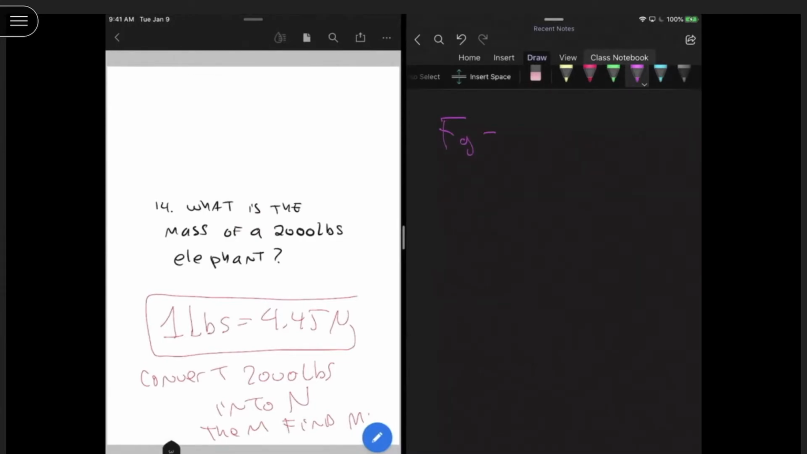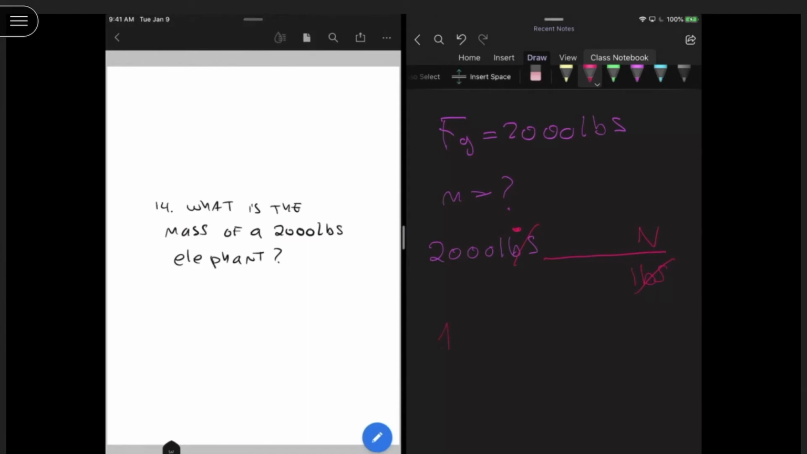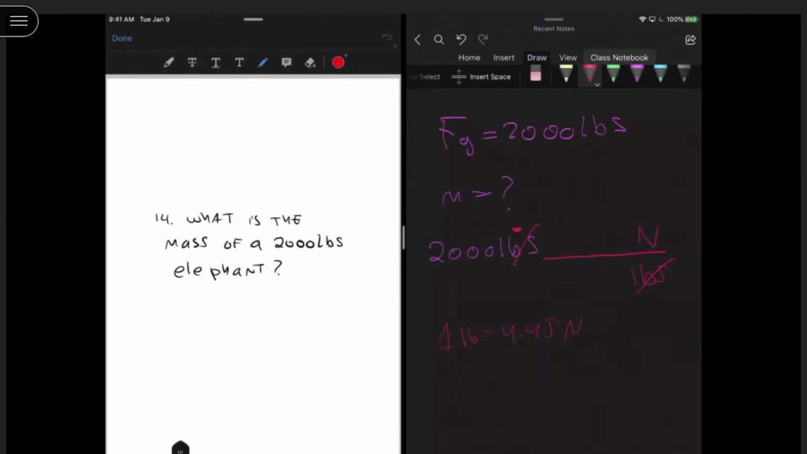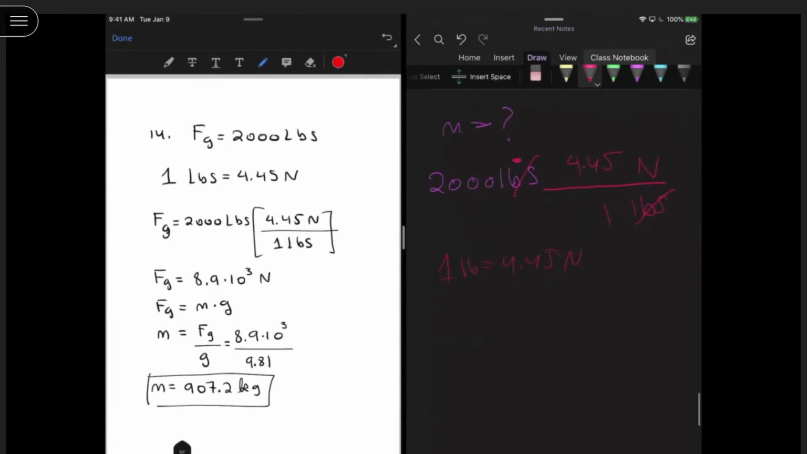So you're given a weight, 2,000 pounds, and you're trying to find the mass. But you have to convert the weight first to newtons. So you have 2,000 pounds, and you want to convert that to newtons, so put a bar. Pounds is on top here, so put pounds on the bottom, and then cancel. We're going from pounds to newtons, and this tells you that 1 pound is 4.45 newtons. So 1 is going to go here, and 4.45 is going to go there. And so the weight in newtons is going to be 8,900 newtons. Everybody follow that?